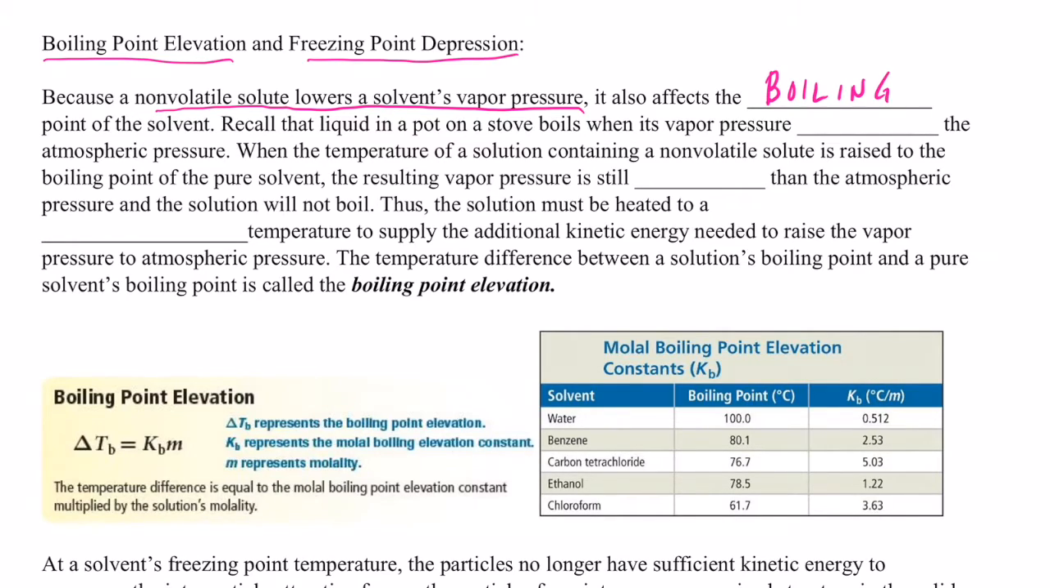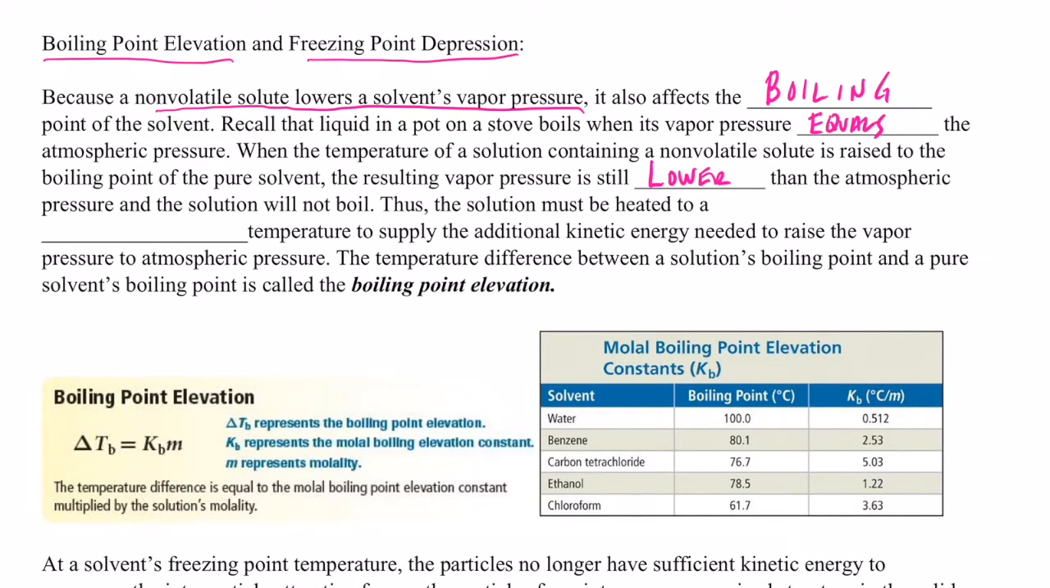A liquid will boil on a stovetop when its vapor pressure equals the atmospheric pressure. So we need to heat up that liquid enough so the vapor pressure of the liquid will equal the atmospheric pressure. When that happens, the liquid begins to boil. When the temperature of a solution containing a non-volatile solute is raised to the normal boiling point of the pure solvent, the resulting vapor pressure is still lower than the atmospheric pressure. Remember, it's called vapor pressure lowering. So I've effectively lowered the vapor pressure of my liquid.